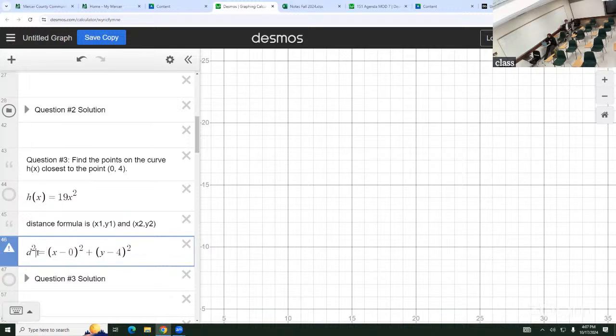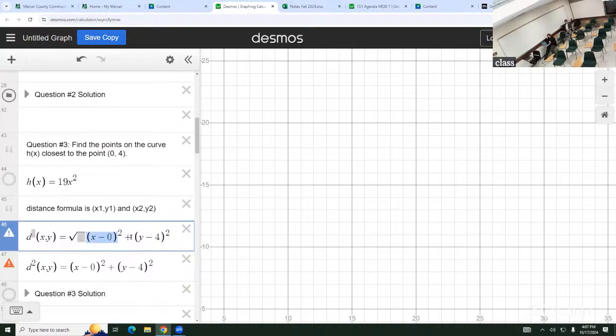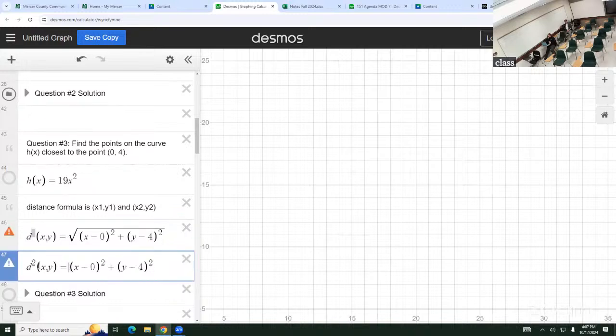That's a function of 2 variables. It's a function of x and y. So I have to find a way to get it in terms of one variable. And by the way, if you're not happy with the square, let me take the square root. That's the distance formula like that. So I'll get rid of this.